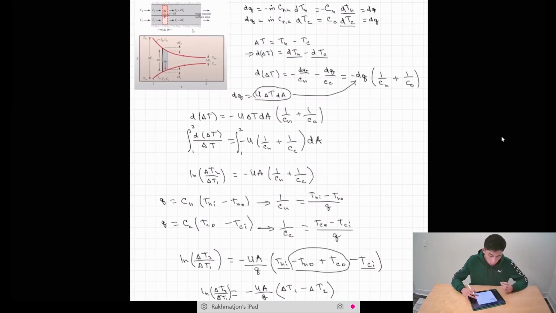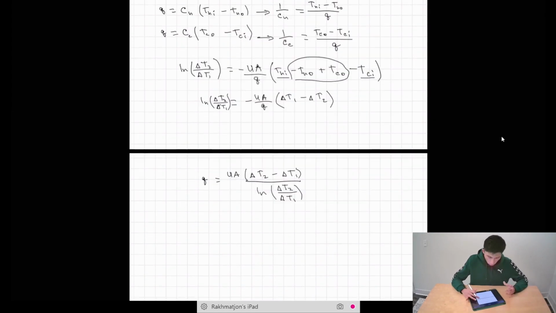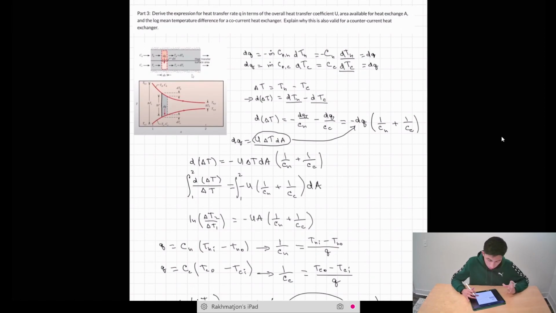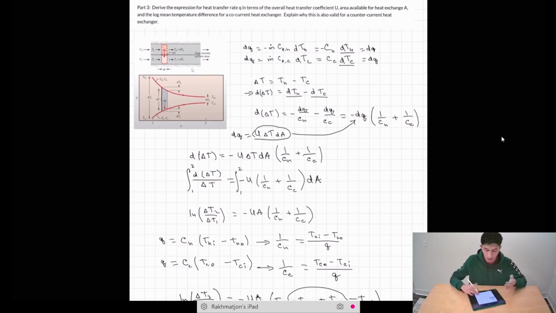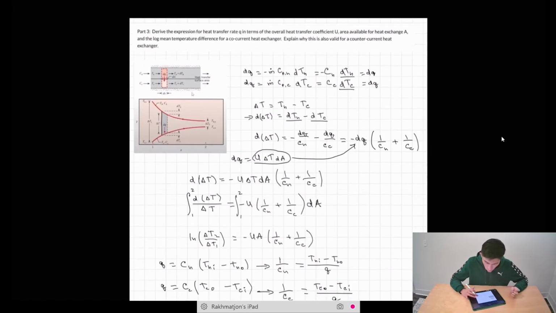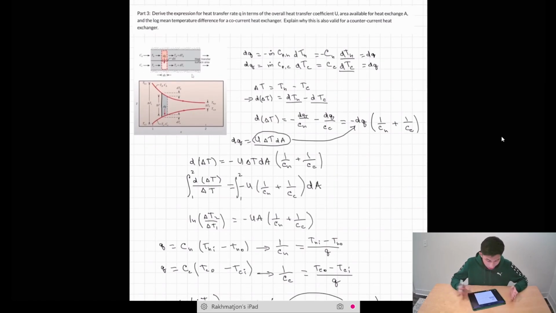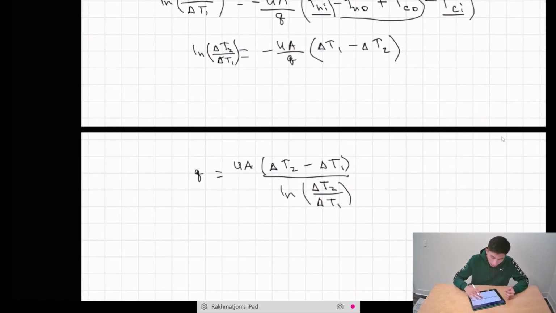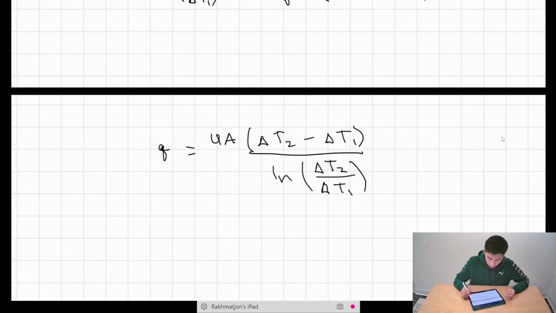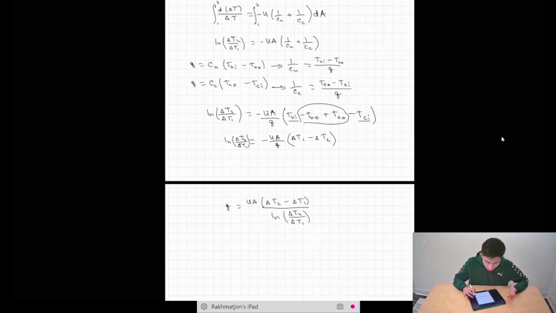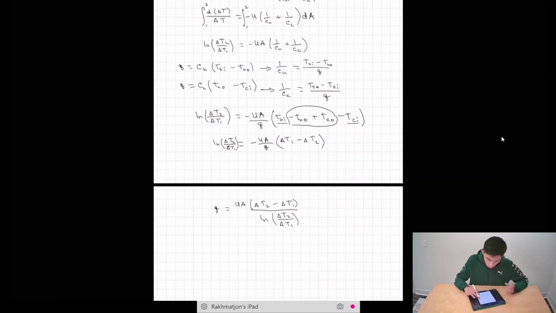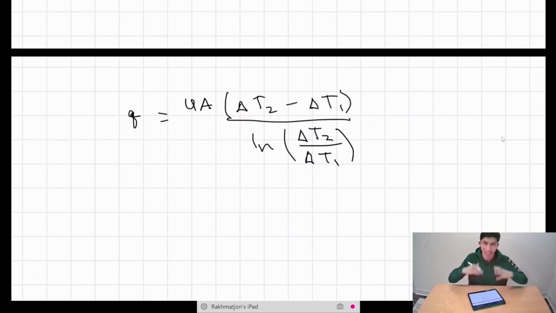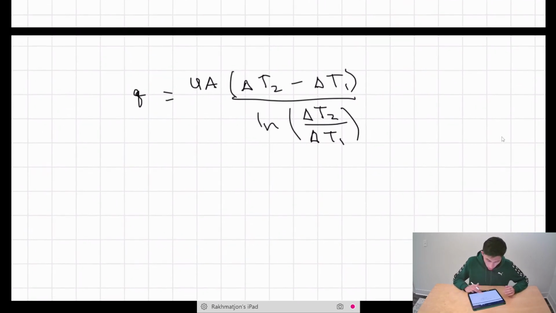Okay, so now this is going to be our expression for our heat transfer rate, which is Q, in terms of the heat transfer coefficient, which is U, times the area available for the heat exchange, that's going to be A. And this fraction we have is called the log mean temperature. So it's the change in temperature over the logarithm of their ratio.